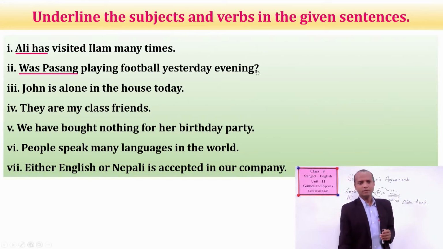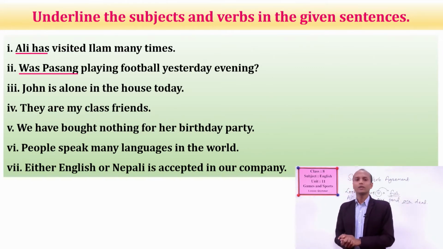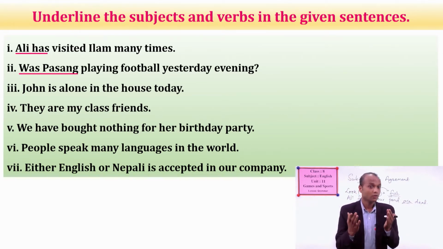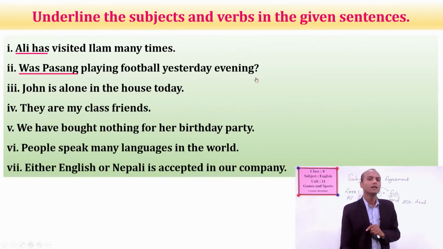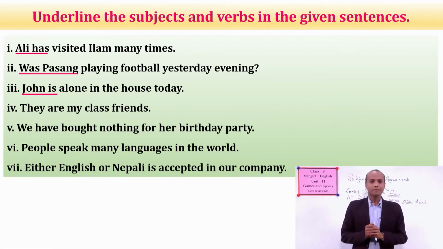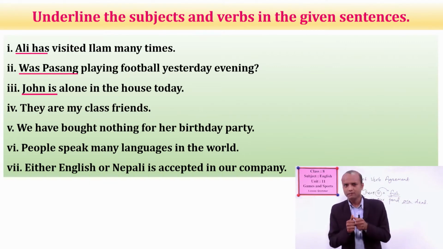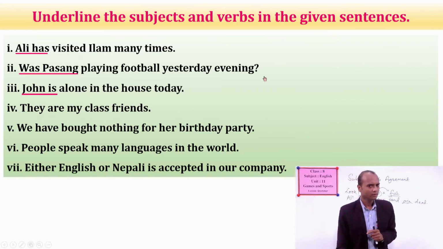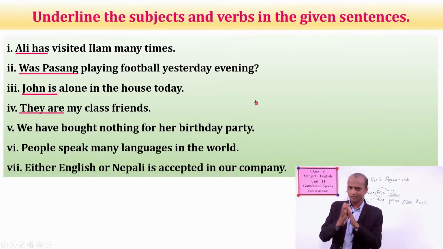Number three, you can see here, John is alone in the house today. What is the subject there? Repeat it once. John. Very good. And what is the verb? Yes, it is. Is. Let's see number 4. They are my class friends. What is the subject? Class friends? No. Very good. It is they. Then the verb? Are. They is the subject. Are is the verb.